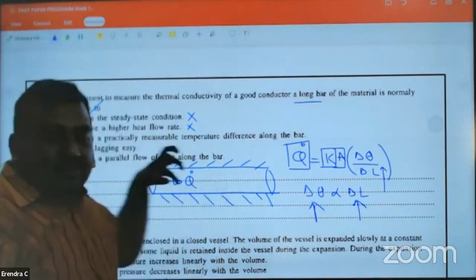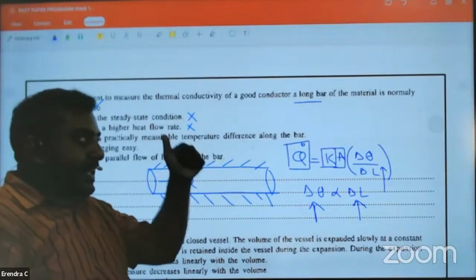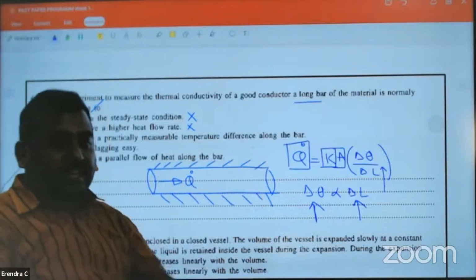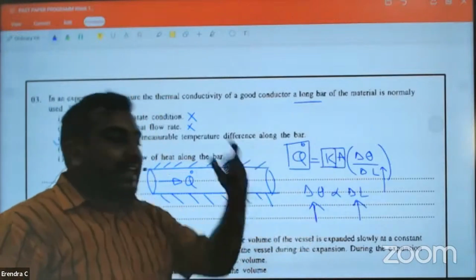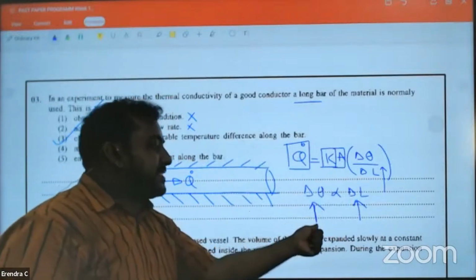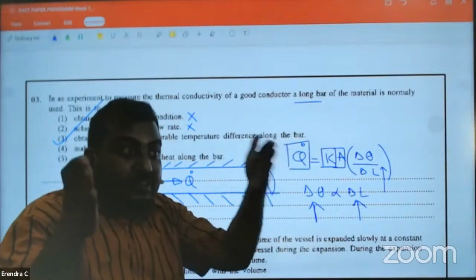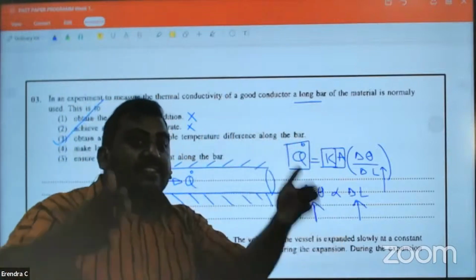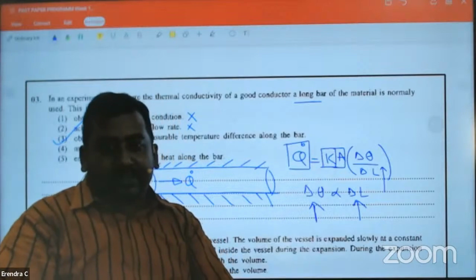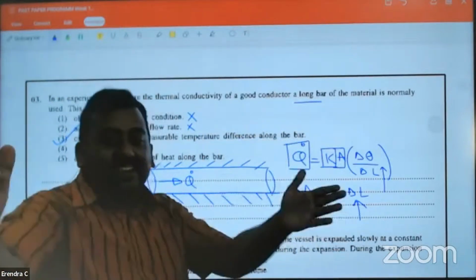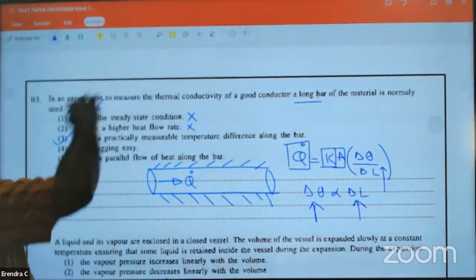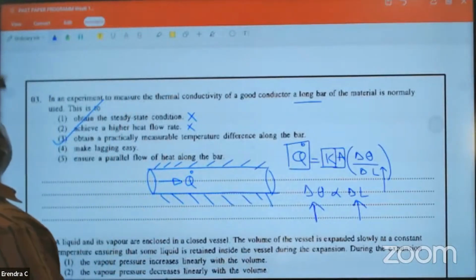Understood? So I'm sending a constant heat. K is constant, A is constant. That means if I take this to this side, delta theta is proportional to L. That means when L increases, temperature difference will also increase. Remember, temperature difference is the most important one. Greater the temperature difference, easier to measure. So statement 3 is correct. Understood? Right.